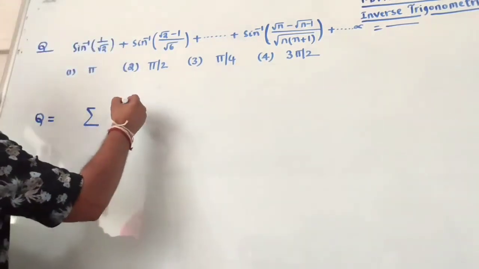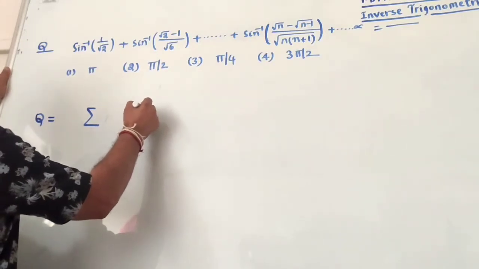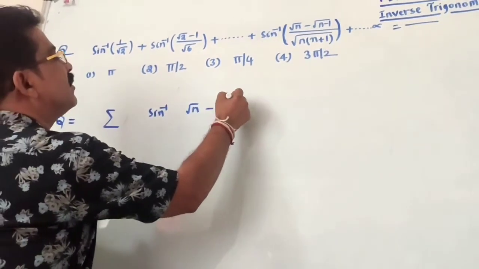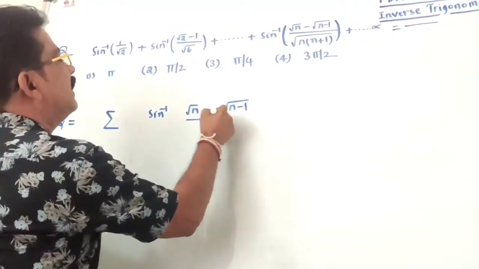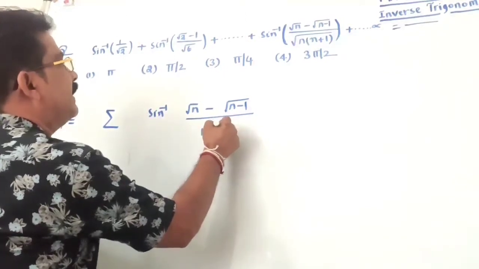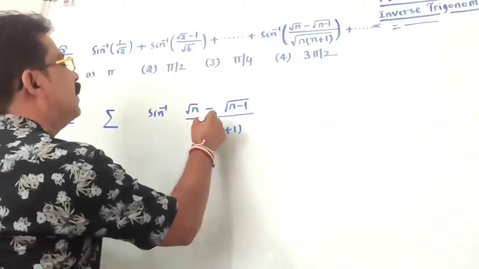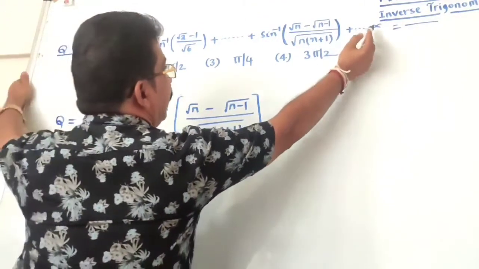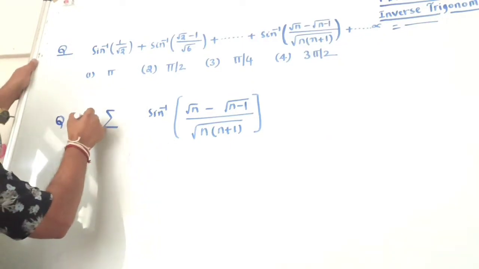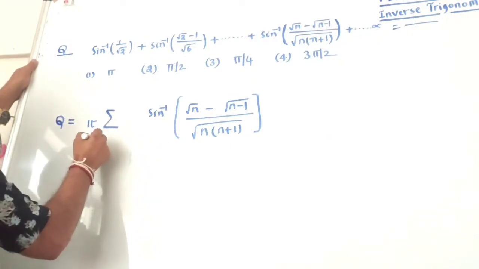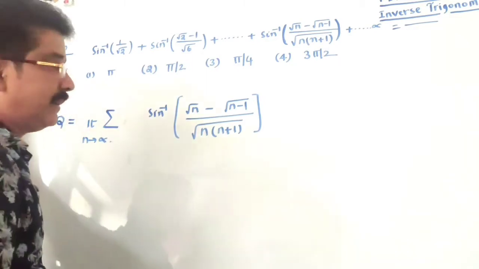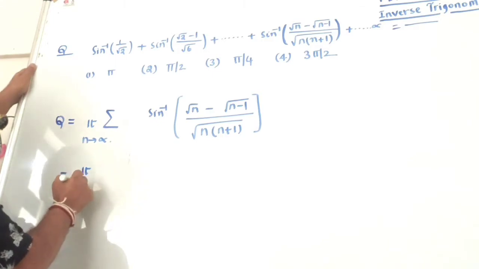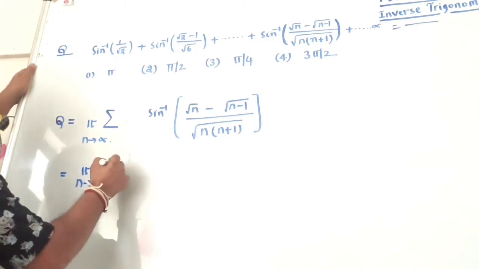Sigma, it is sine inverse of root n minus square root of n minus 1 divided by square root of n into n plus 1. For infinity it is limit n tends to infinity. We can write like that. So therefore this is a limit n tends to infinity sigma.